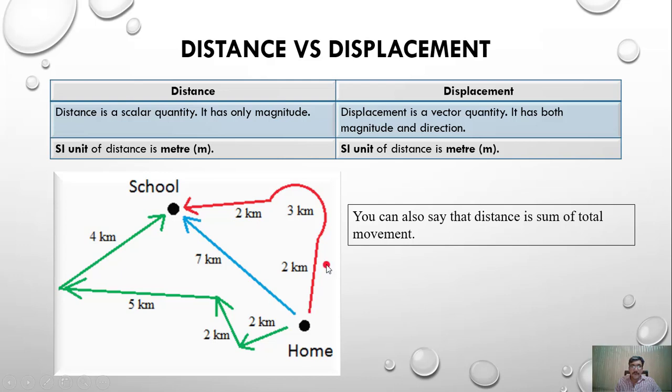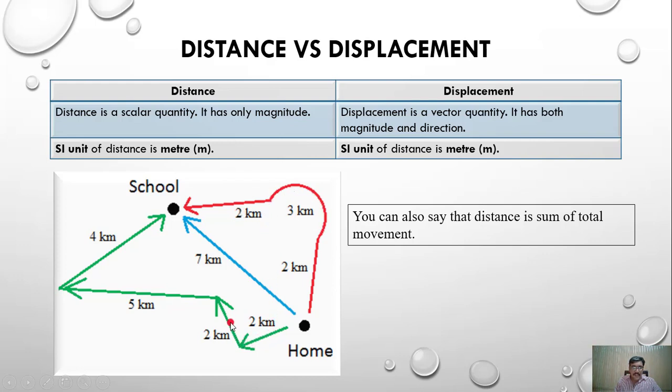Suppose one day you follow this red path, and how much distance is this? You can say that distance is the sum of total movement. You move from your home and cover some distance, that is 2 kilometers, then you take this curved path, that is 3 kilometers, and then again you move some distance in a straight line, that is 2 kilometers. The sum of these distances is going to give you the total distance. 2 plus 3 is 5, 5 plus 2 is 7 kilometers is the distance if you follow this red path.